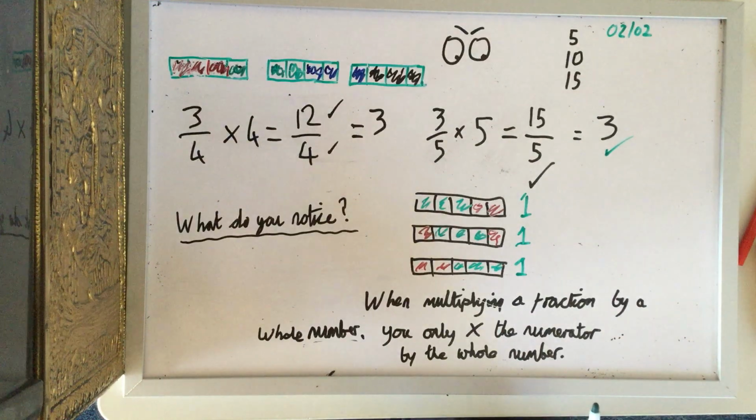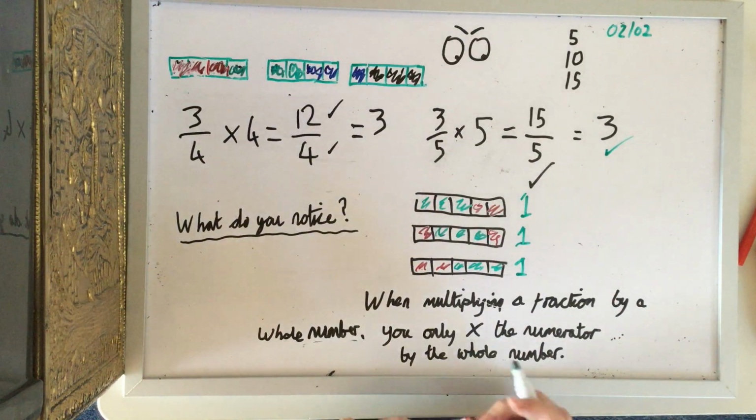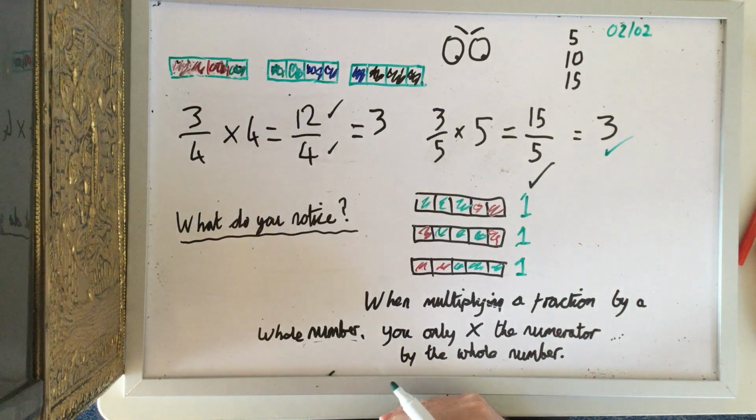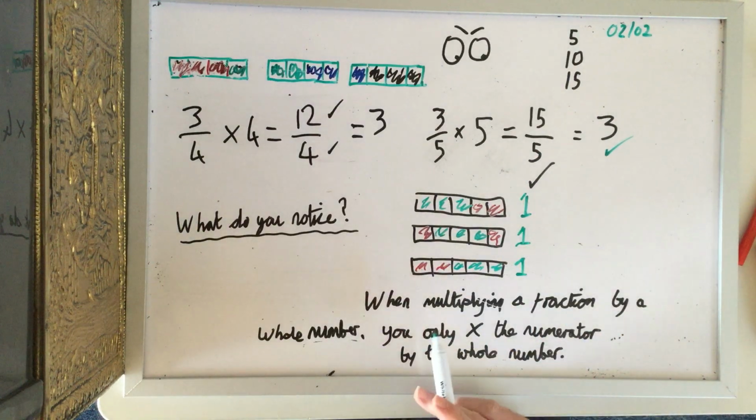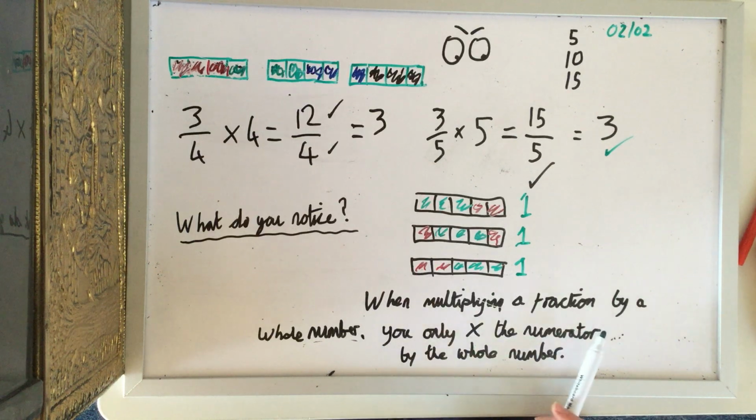The challenge task today then. If you get onto that, there are missing digits to find, and the last part of it is to try and use all the digits at least once. My tip for that is to go back to this rule and keep going back to this rule. When multiplying a fraction by a whole number, you only multiply the numerator by that whole number.